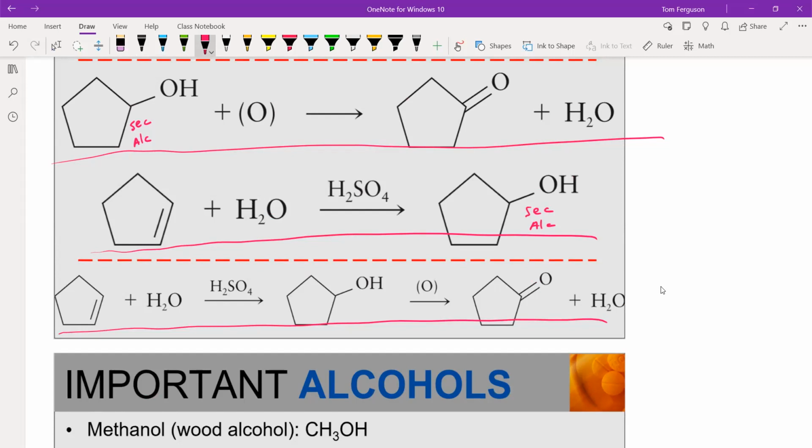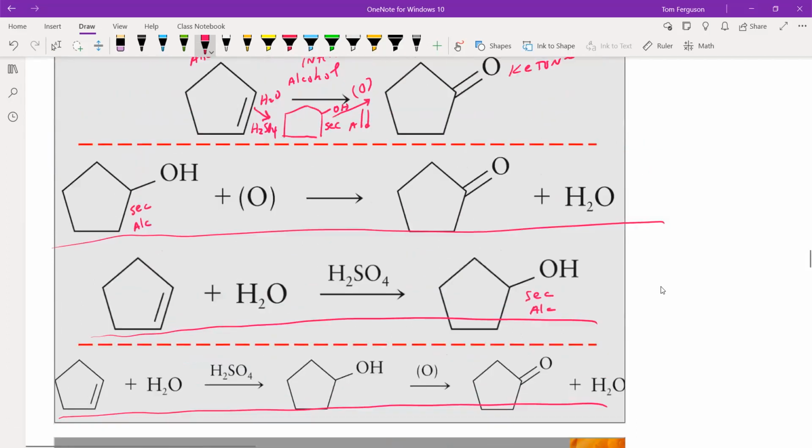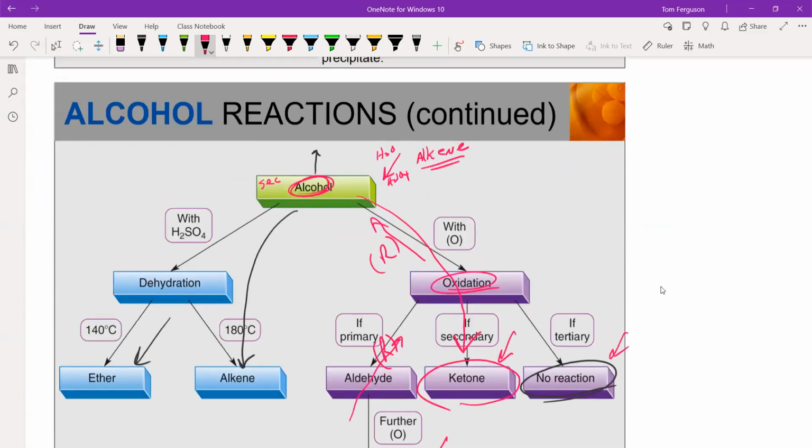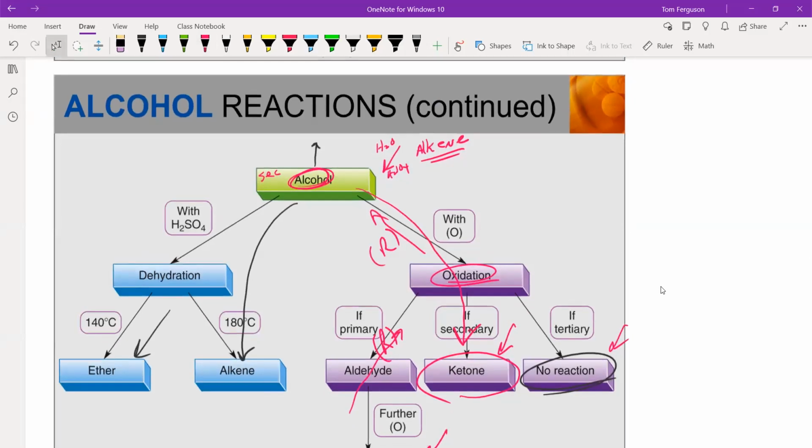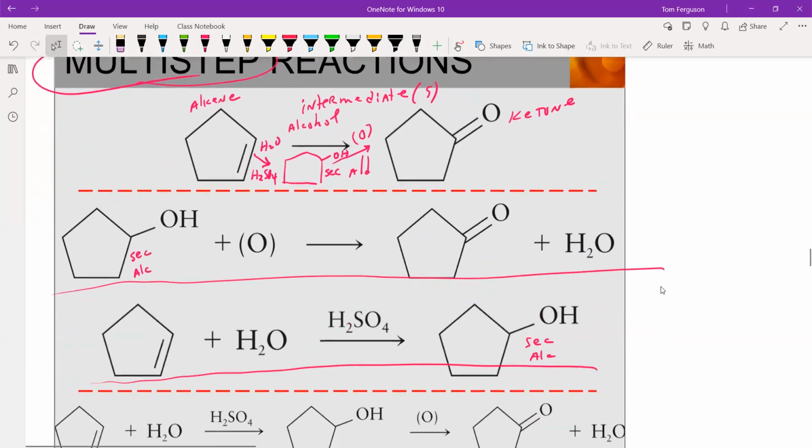All right. You guys should have some questions about this. The most important tool you can use in figuring out reactions, I keep emphasizing it, is this chart. You're going to be able to flow through this chart backwards and forwards to get these reactions.